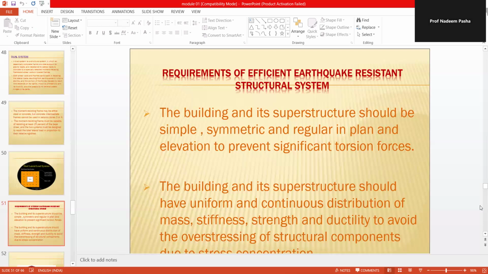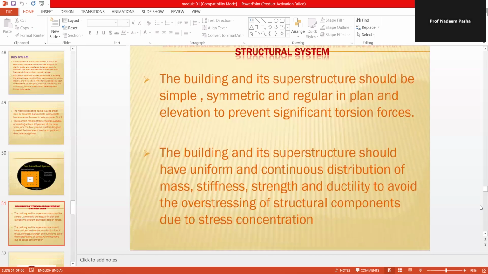The building and its superstructure should have uniform and continuous distribution of mass, stiffness, strength, and ductility to avoid overstressing of structural components due to stress concentration. See here, this is a very important point. The building and its superstructure should have uniform and continuous distribution of mass. It should not be that there is 500 kilonewton at one floor, 300 kilonewton at another floor, and 800 kilonewton at another floor.